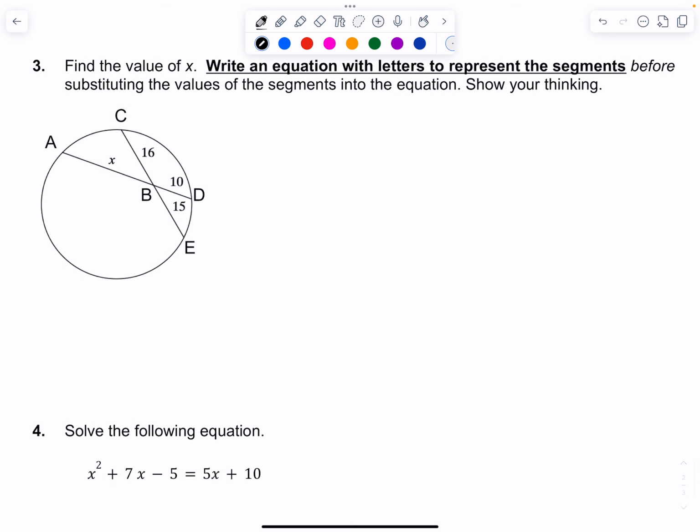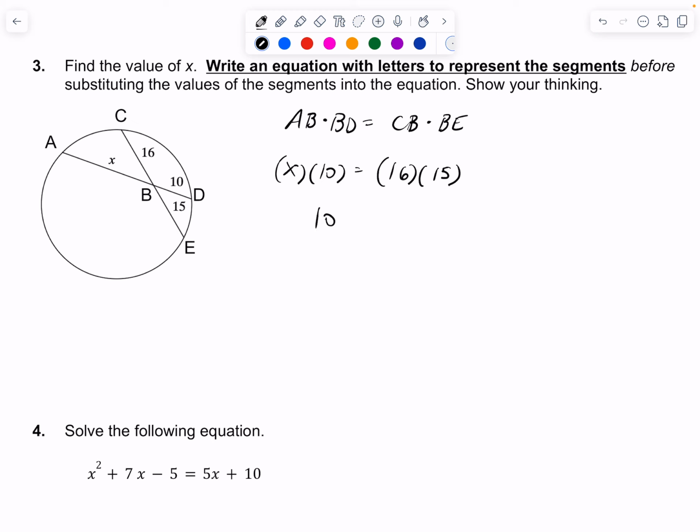I'm going to write an equation here with letters from the figure to represent the segments before I actually plug in any numbers. All right, don't forget to do that on the final. So segment AB times segment BD equals segment CB times segment BE. So now I can plug in my values. AB is X, BD is 10, CB is 16, and BE is 15. So that's going to be 10x equals 16 times 15. Well, I know 15 squared is 225. So an additional 15 plus that 225 is going to be 240. So x equals 24.